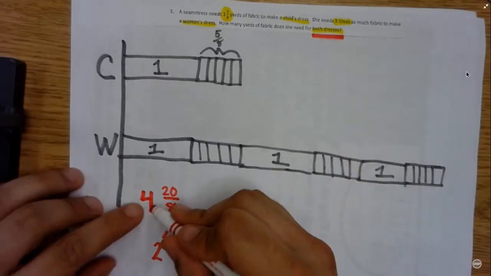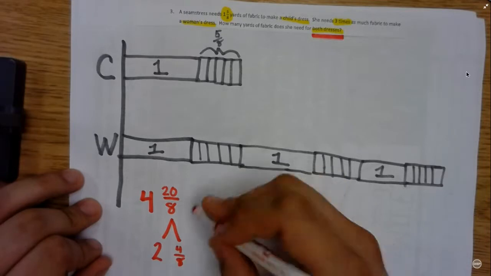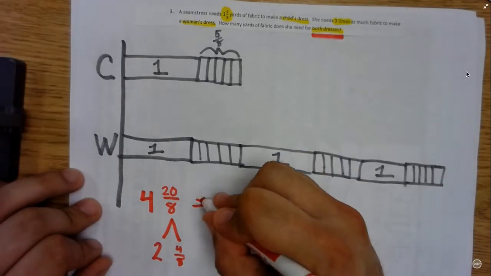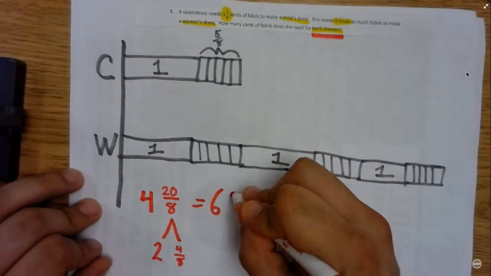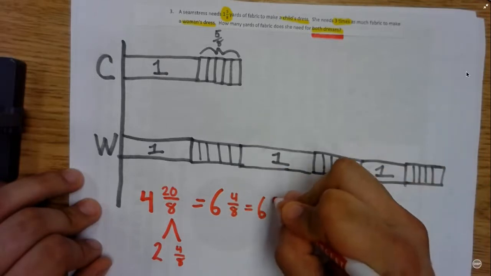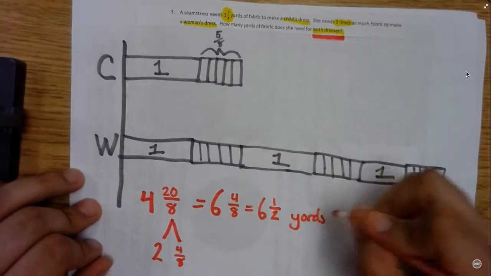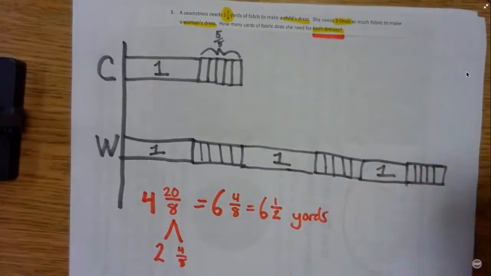So let's put that together. I've got 4 whole. I've got then of my 20/8, 2 and 4/8. That sounds like I'm going to end up with 6 and 4/8, also known as, if I'm simplifying this, 6.5 yards of fabric. So that's one way I could solve it.